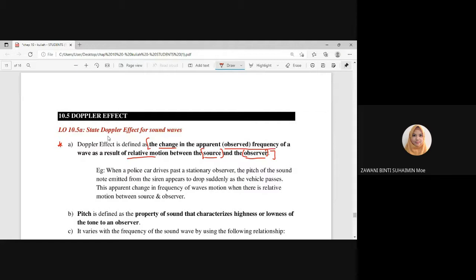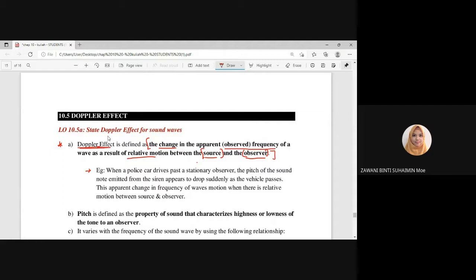Okay, so kalau dua-dua berhenti, maksudnya tiada pergerakan, there is no relative motion, whether from source ataupun from the observer, meaning that Doppler effect takkan dapat kita study lah, maksudnya tak akan berlakunya Doppler effect. So syarat untuk berlaku Doppler effect, mestilah ada relative motion, sama ada source tu yang bergerak ataupun observer tu yang bergerak.